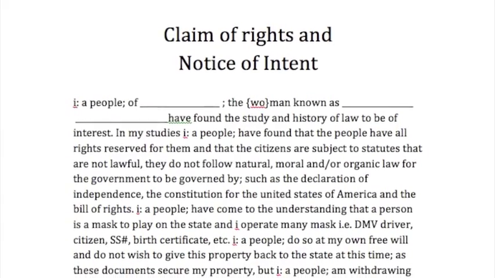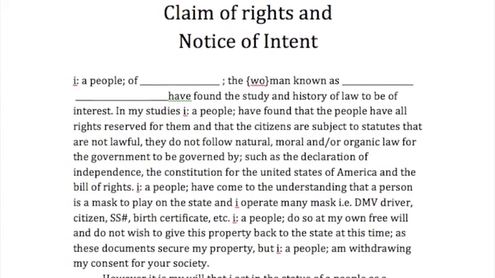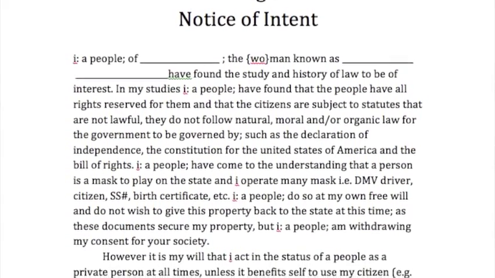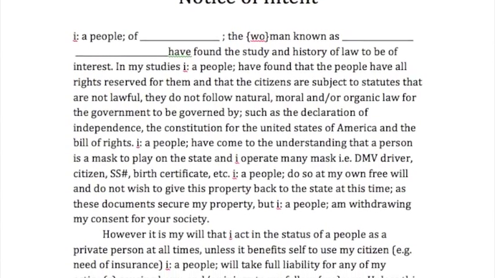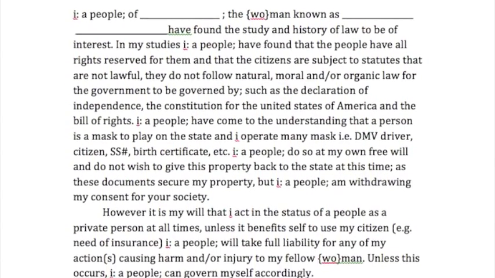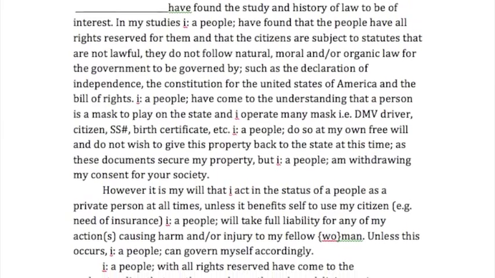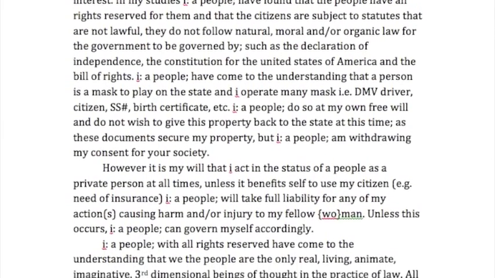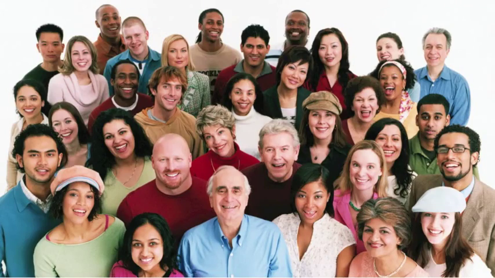Before anyone tries any of this, they should be a man or woman of their word and inform the state of not wishing to participate in their society anymore. Write out a claim of right and a notice of intent. Before we have any more violence in the streets, we, the people, should stand with one another in a court of law and try to prove that the pen is mightier than the sword.